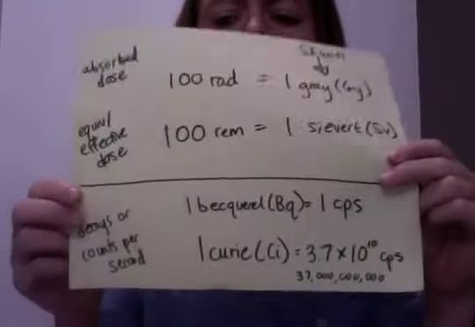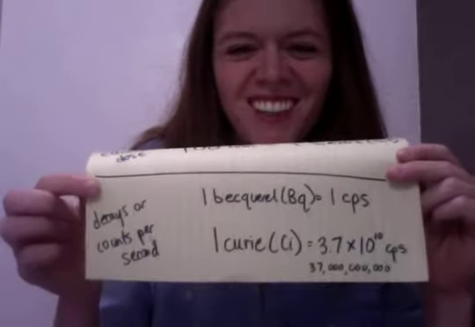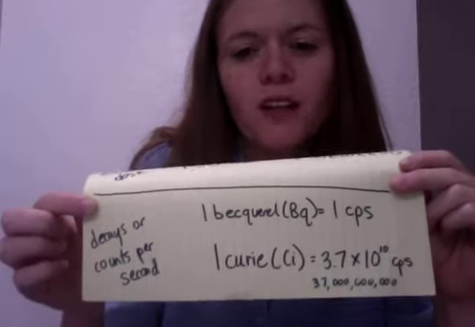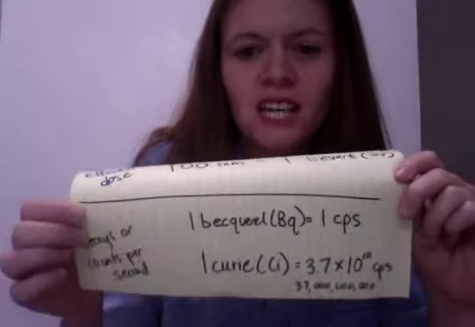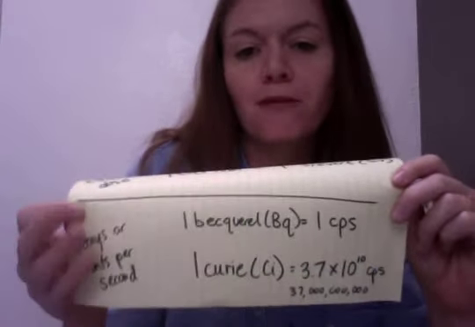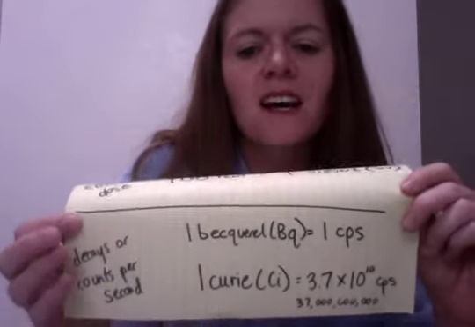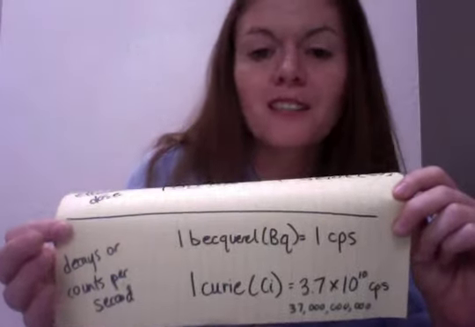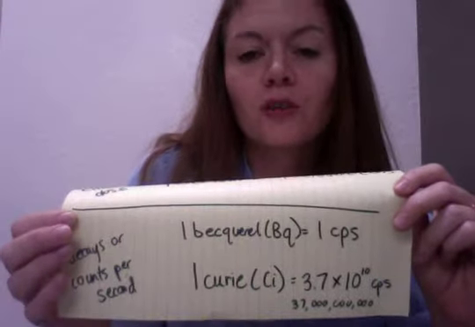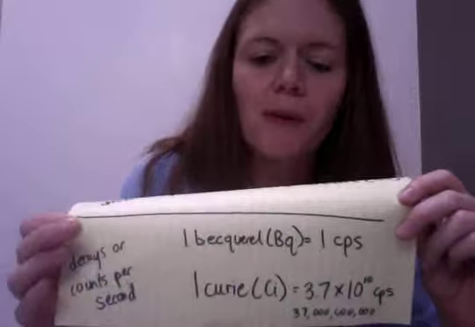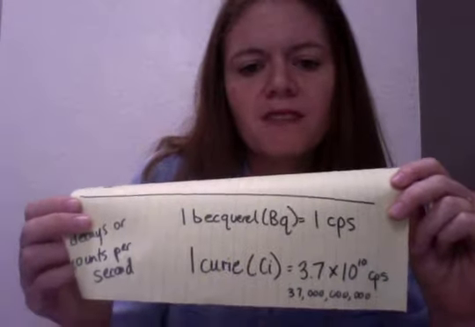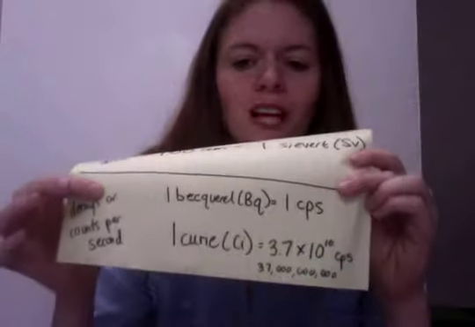You might also see these ones here. These are units for decays per second, or counts per second picked up on your radiation detector. These are becquerels, named for Henri Becquerel, famous scientist. 1 becquerel is 1 count per second on your detector. And then 1 Curie, named for Pierre Curie, not Marie Curie, is 3.7 times 10 to the 10th, or 37 billion counts per second. So that one's a big unit.